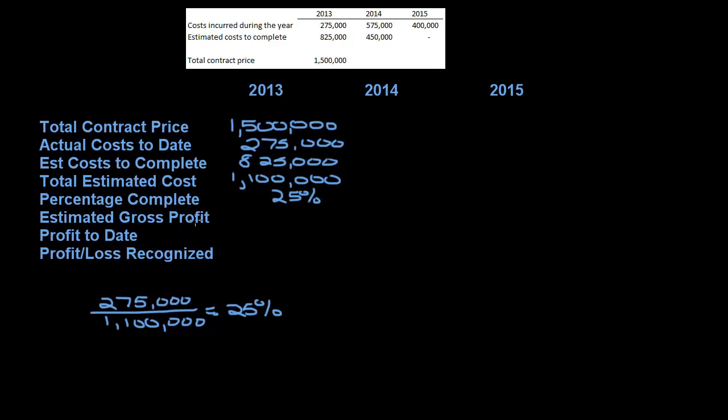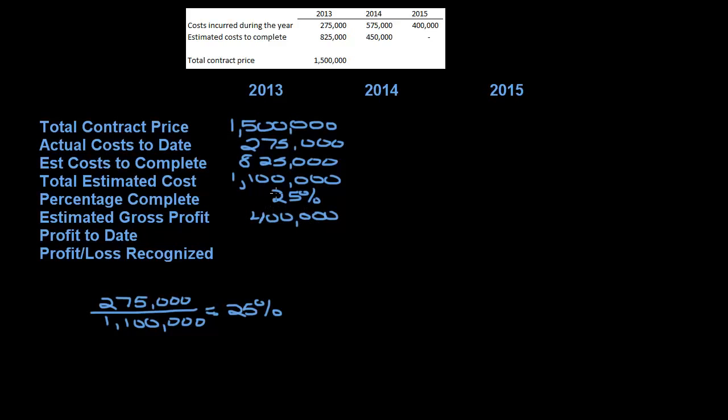Okay. Now we're going to figure out the estimated gross profit. Remember, gross profit is revenue minus expenses, minus cost of goods sold. And so my estimated total gross profit is 1.5 million minus total cost of 1.1 million. So my estimated gross profit is 400,000. Okay, so that is the total gross profit for the entire job.